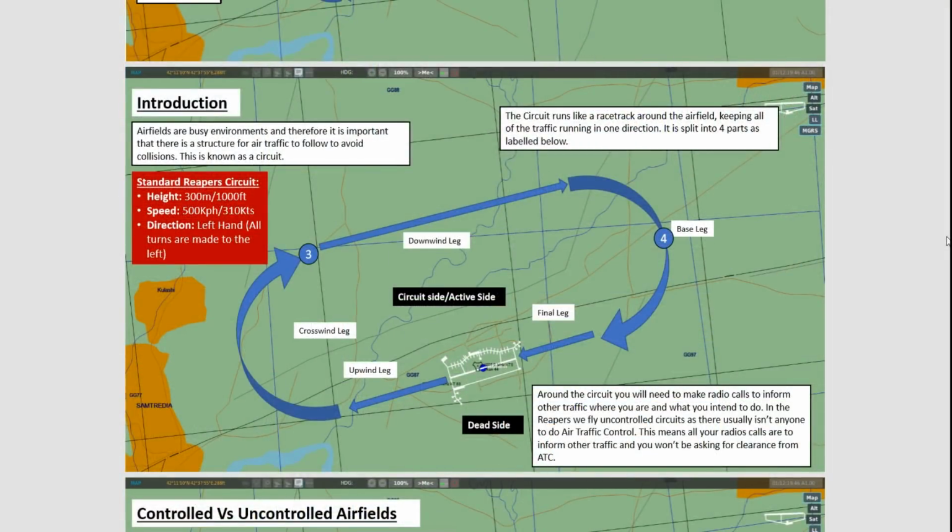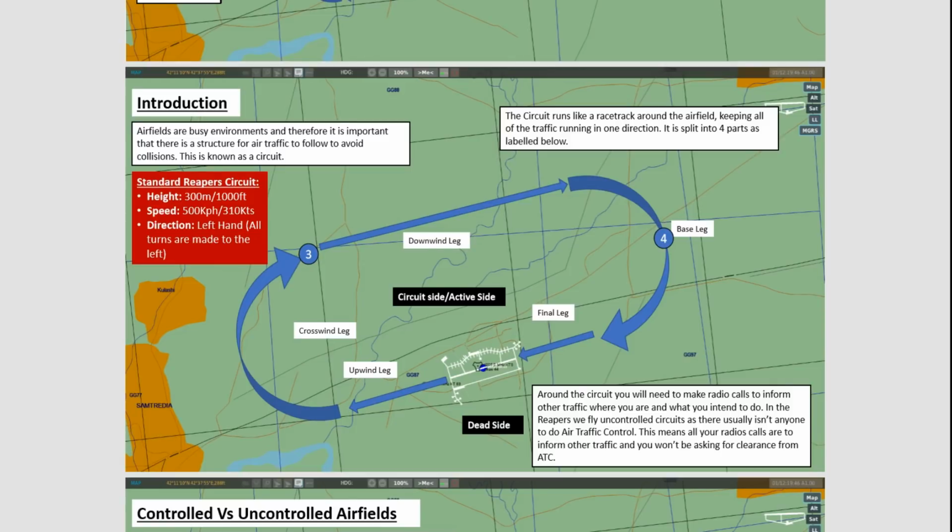Basically, near an airfield, you're most likely to have the highest density of aircraft. And what you don't want to happen is them all flying in different directions at different altitudes, and eventually, inevitably, there's going to be a collision. So, what we do instead is have a racetrack. That's all it is. Just go around in circles with the airfield sort of on one side of it. And this means that everybody's always going in the same direction, and everything's predictable, and it prevents crashes.